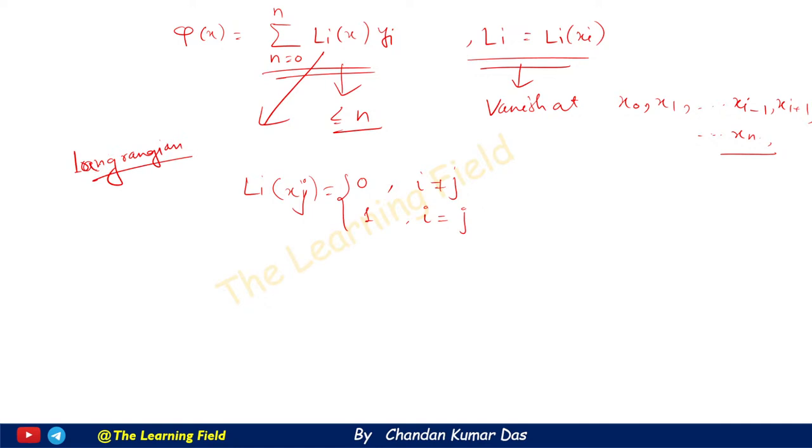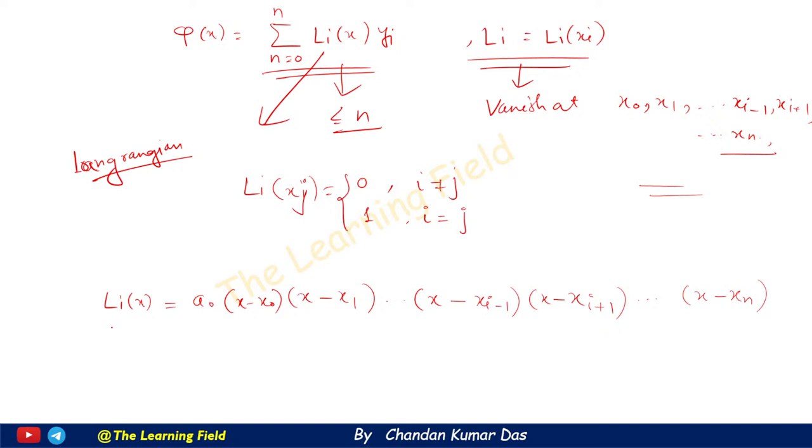Therefore, since the polynomial li(x) vanishes only at these points, we can write li(x) equal to ai into (x minus x0) into (x minus x1), and so on, up to (x minus x(i-1)) and (x minus x(i+1)). Since li(x) does not vanish at x equal to xi, we can't write the factor x minus xi here. And so on, up to (x minus xn). So this is a polynomial of degree less than or equal to n, where ai is the constant.